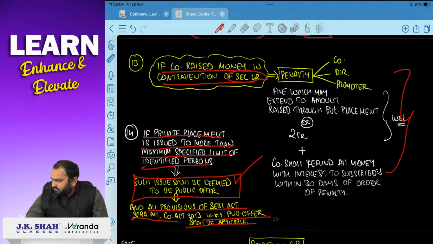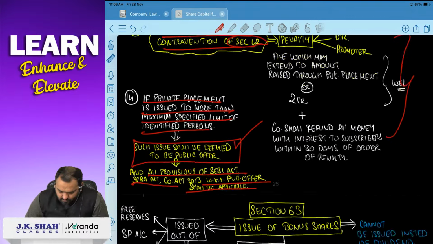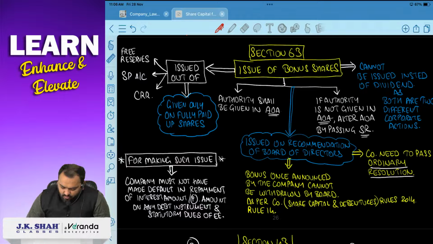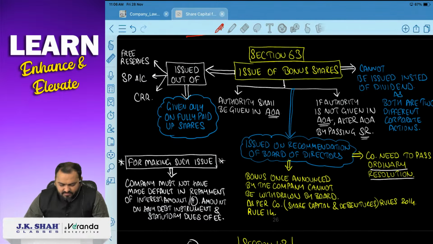So all 14 points. Chalo friends, what is next? Next is section number 63, issue of bonus shares. Online, everyone ready? Clear? Yes. Now issue of bonus shares. Tell me what are the bonus shares?